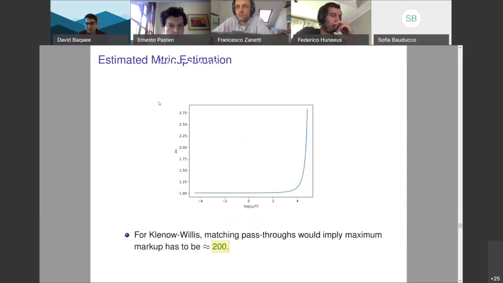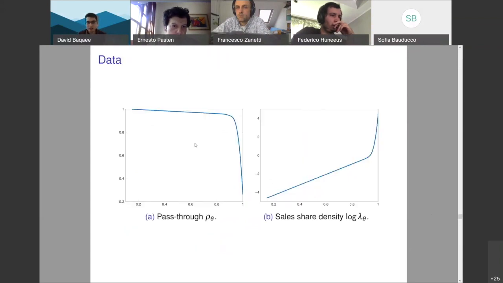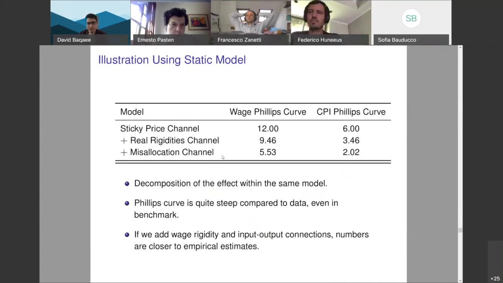Another way to say it is a standard calibration of Kleno-Willis doesn't give you big productivity effects, even if you put firm heterogeneity in it. Why? Because the standard calibration of Kleno-Willis completely botches this picture. If getting this picture right is correct, you need pass-throughs to change in the cross-section. In Kleno-Willis, pass-throughs are not equal to 1, but they just don't change in the cross-section very much. They go from like 0.68 to 0.64 as you move in the cross-section. And you need more covariance in order to get something reasonable. So here's what the static model looks like if we calibrate it, and we have the slope of the Phillips curve.